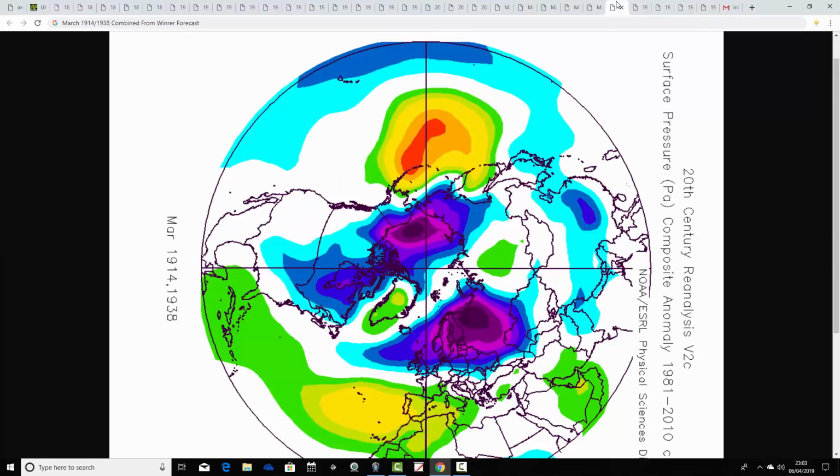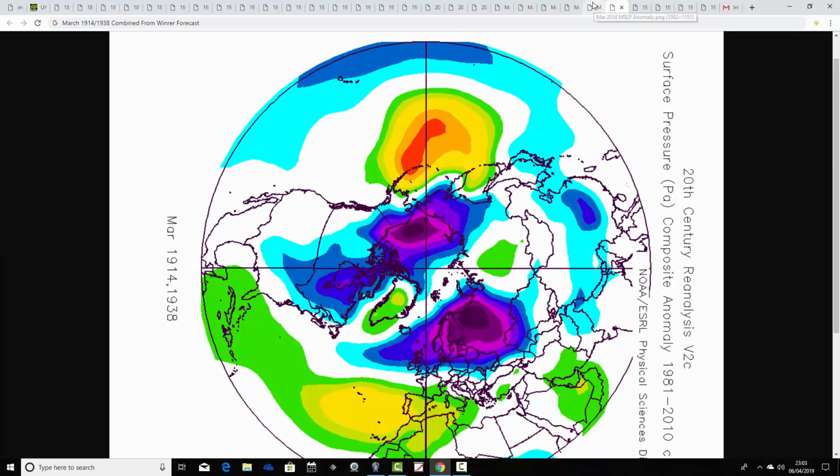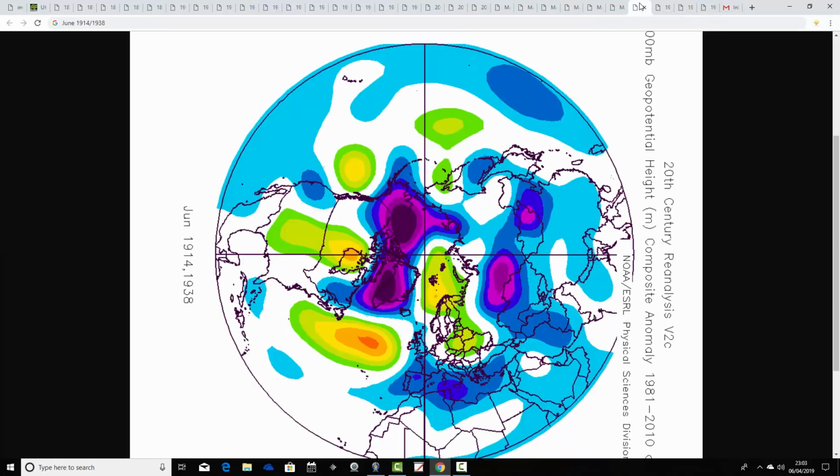You'll never get a like-for-like match, of course, but there are striking similarities between the pattern that we had during March 2019 and what those top two analogue years were forecasting. So just for a bit of fun, we thought it would be interesting to see what those two summers were like if we carry on with that scenario. So this is how June 1914 and 1938 combined looks.